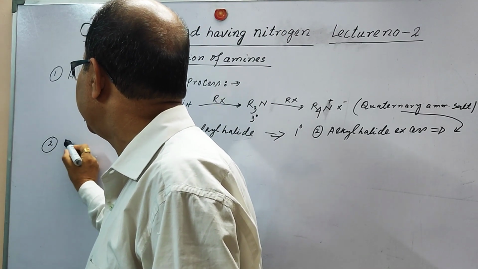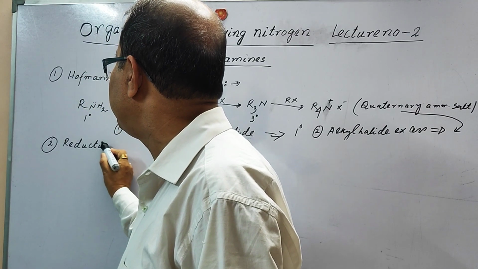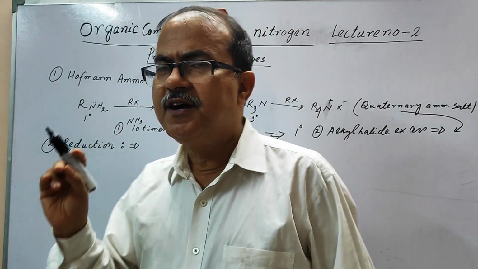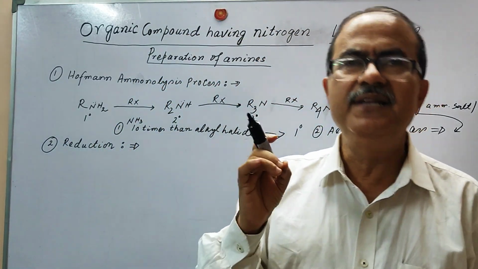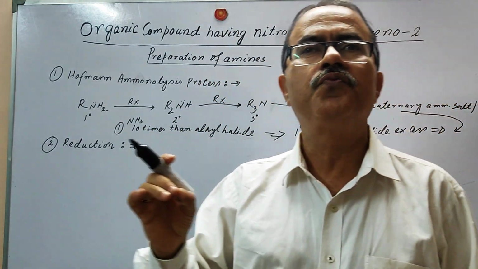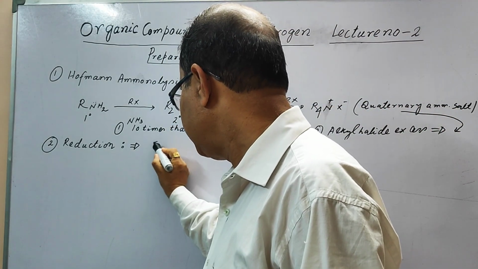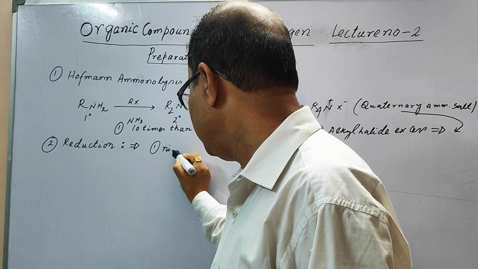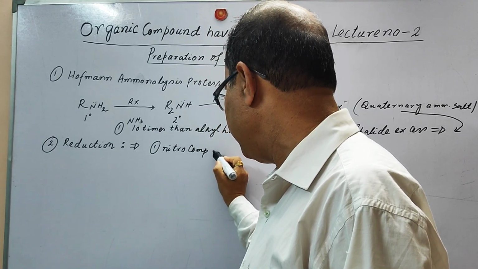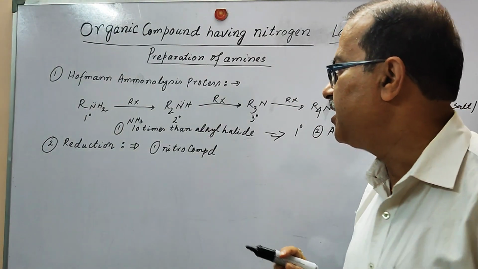Second process, that is the reduction process. The reduction process is a very, very important and useful process, and we have to understand that reduction means we can use different reagents, and with the use of different reducing agents we can produce the amines. How? Let us understand. First, the nitro compounds. From the nitro compounds, both aliphatic and aromatic amines can be produced by this reduction process.